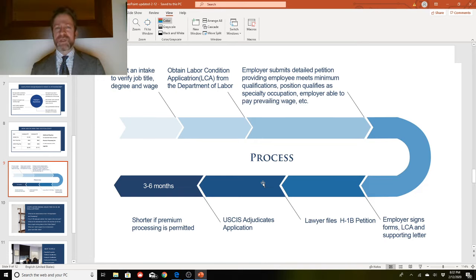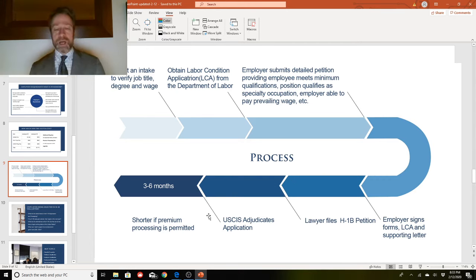Then the employer submits the petition to the Immigration Service. We fill out the forms. We draft a letter of support that the employer signs, and we also, of course, draft a support letter that describes why the employer and the employee are eligible for the H-1B visa. The employer signs the forms, the LCA, and the letter, and then we file the H-1B petition, hopefully around April 1st or shortly thereafter.